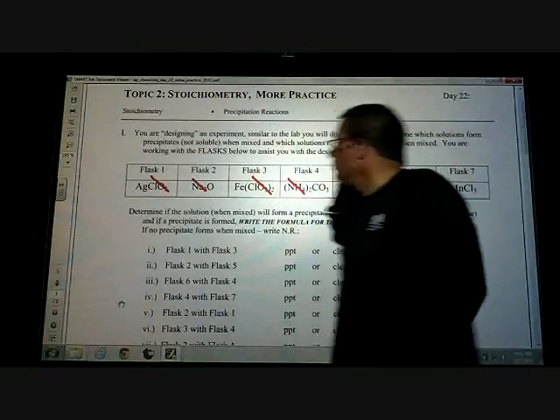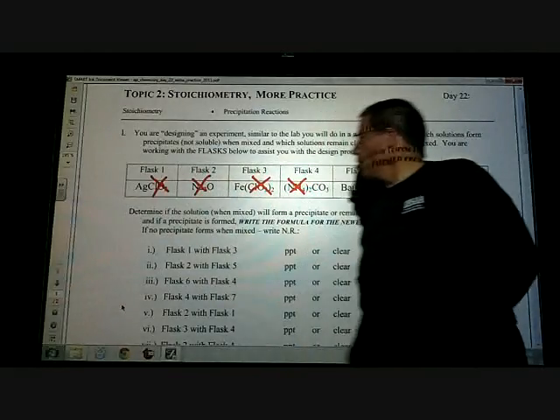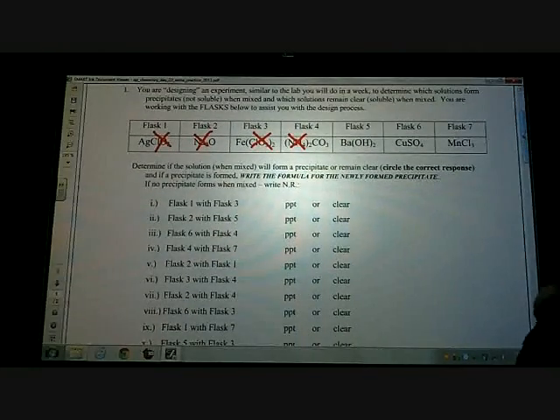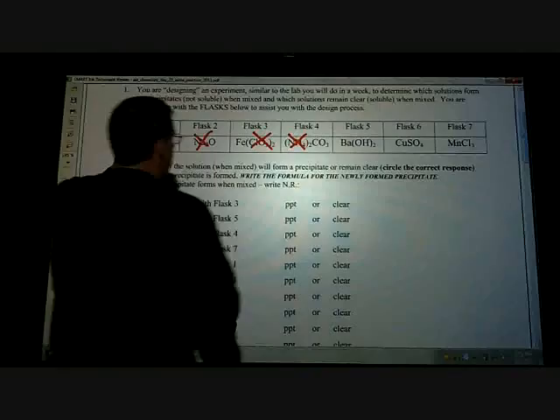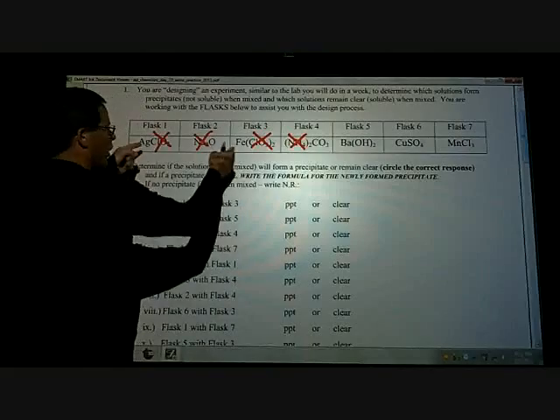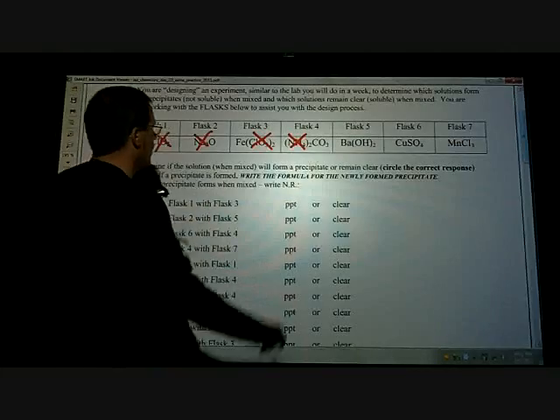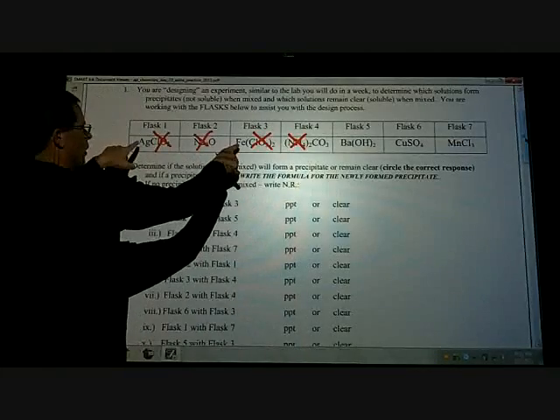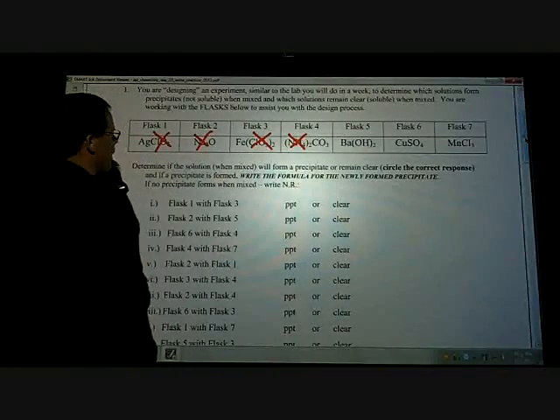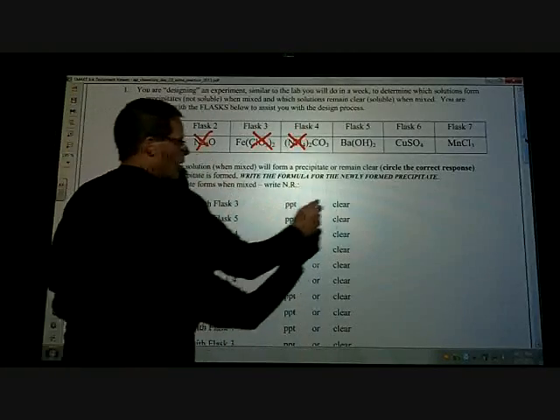All right, so now that we know that we're not going to do anything with these, it becomes a little easier for you. So let's go ahead and do this. We're going to mix flask 1 with flask 3. Well, the good news is we've already crossed off both non-metals, and we're never going to put metals with metals. They never combine. It's always going to be an ionic compound, a metal with a non-metal. Since both of the non-metals are the same, they're not going to form a PPT, and we have only iron and silver left. So that means that when we mix 1 with 3, nothing's going to happen.